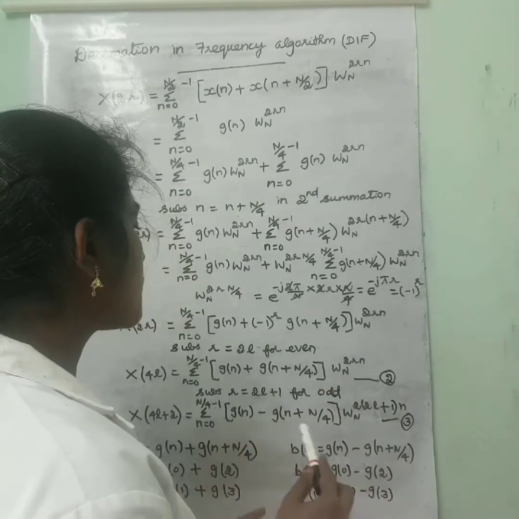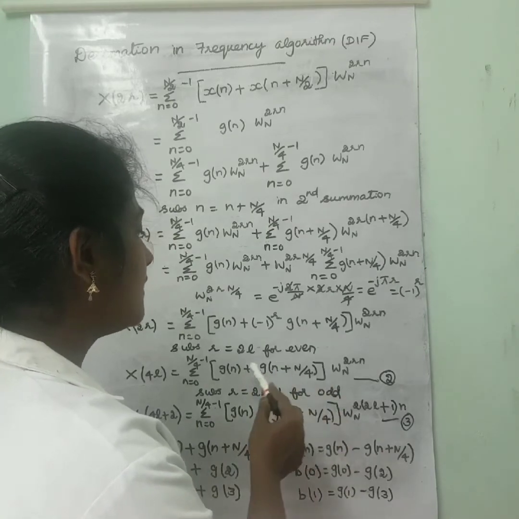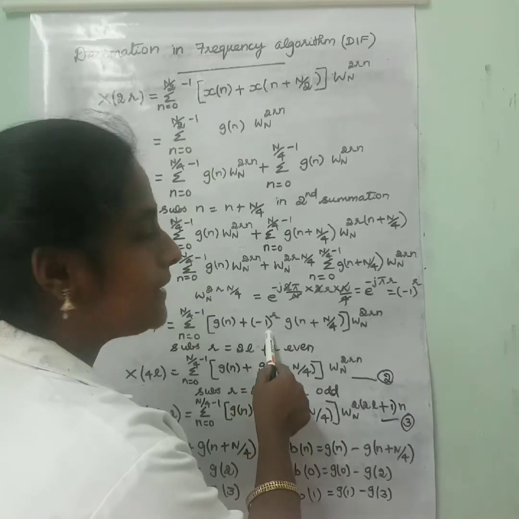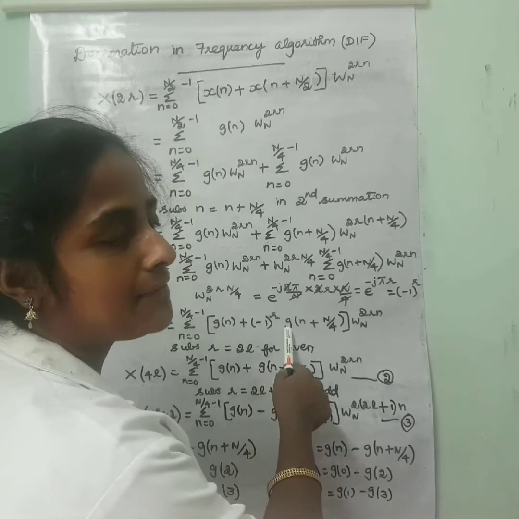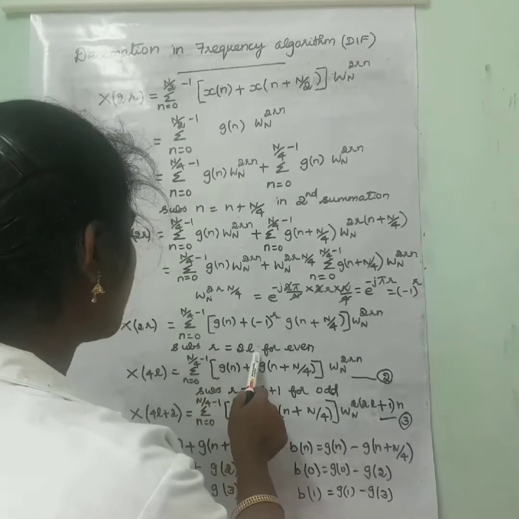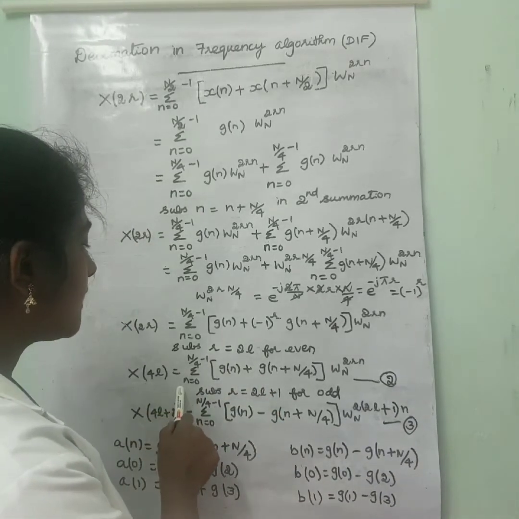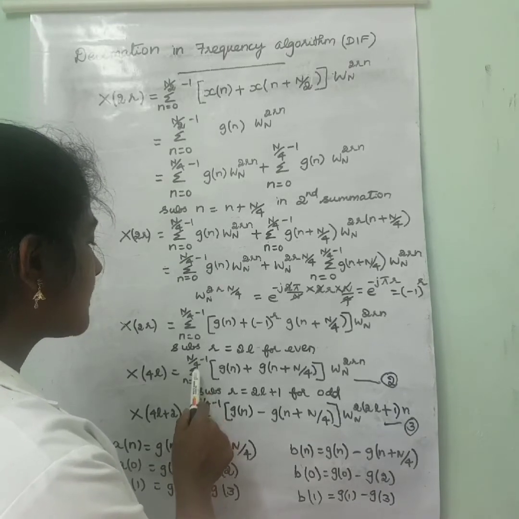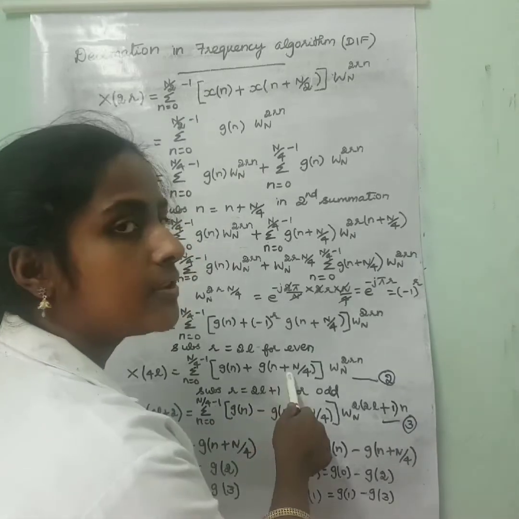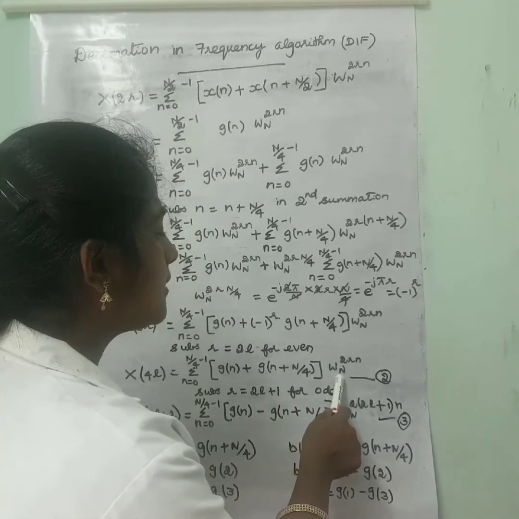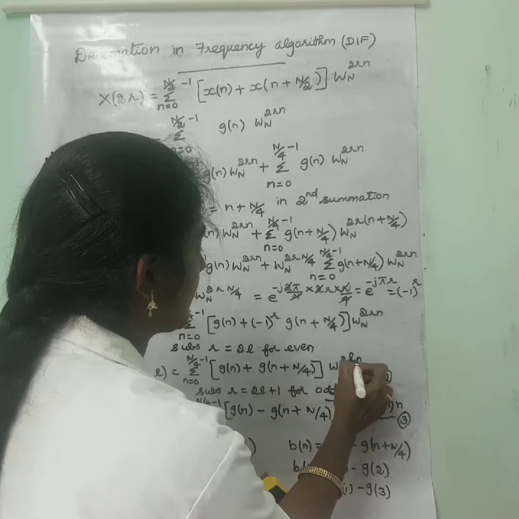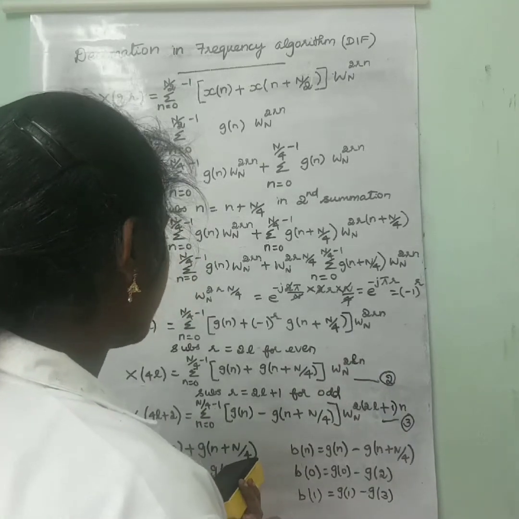In next step, substitute r is equal to 2l for even. You substitute r is equal to 2l. So this minus 1 power any even value is plus 1. When you substitute r is equal to 2l, you will get x of 4l, that is equal to summation n is equal to 0 to N by 4 minus 1 of g of n plus g of n plus N by 4 into W_N power, this r is equal to 2l. So you will get here W_N power 2ln.